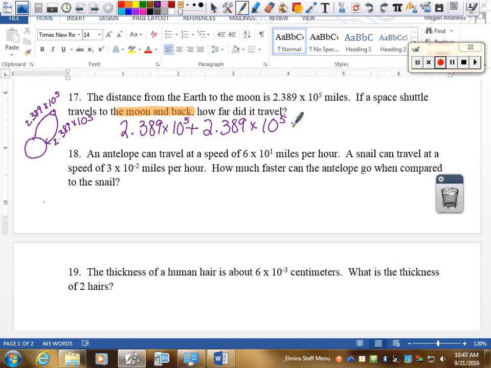spit out a number of 477,800. However, not done, because the directions are scientific notation. So I need to put a decimal after the 4. 4.778, cut off your ending zeros, times 10 to the 1, 2, 3, 4, fifth power. Okay.